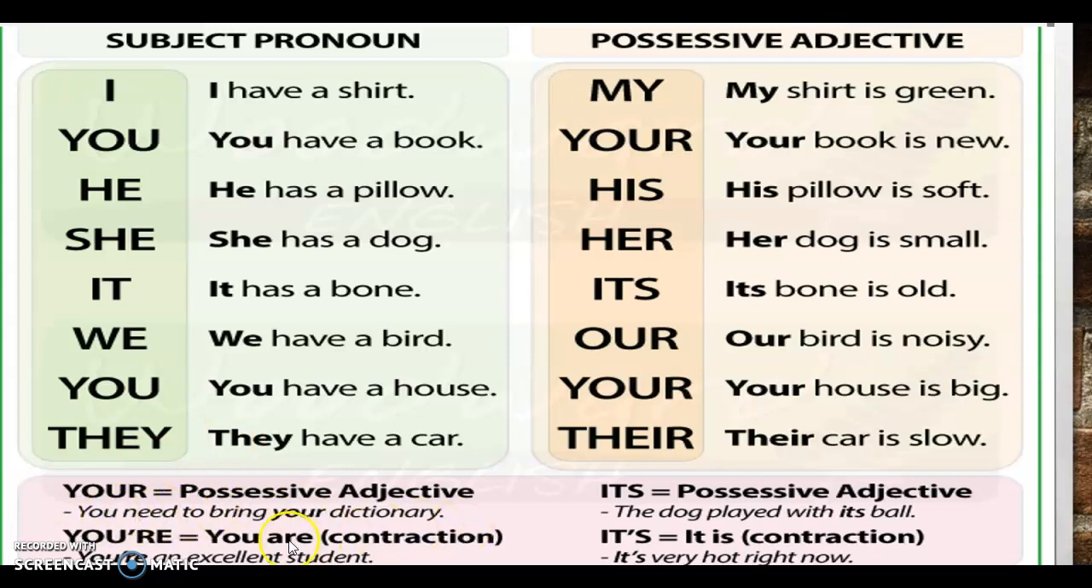Your possessive adjectives, you need to bring your dictionary if you want. You can use your dictionary. You're is the contraction form of you are. You are an excellent student. And with possessive adjectives, the dog plays with its ball. And it's is the contraction of it is. It is very hot right now.